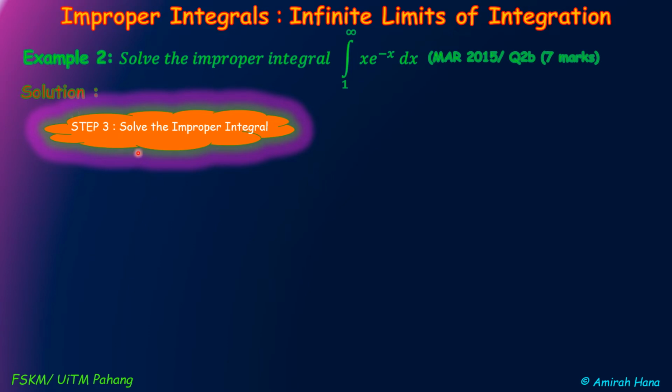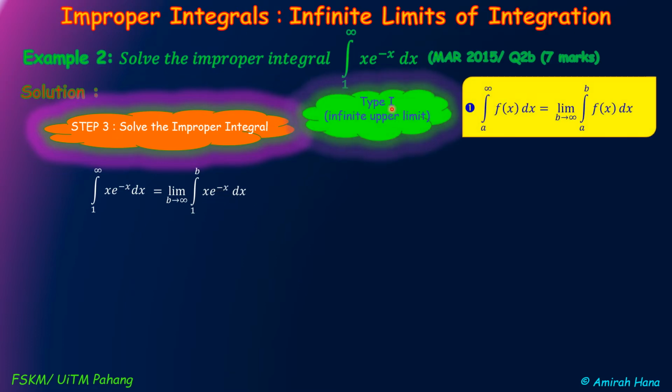Okay, step 3, solve the improper integral, which means that we solve the given question. The given question is the integration from 1 to infinity of x e to the power of negative x dx. We can write it as the limit b to infinity of the integration from 1 to b of x e to the power of negative x dx. This is actually under type 1 for improper integrals, which have an infinite upper limit.